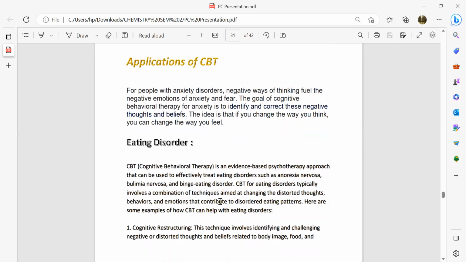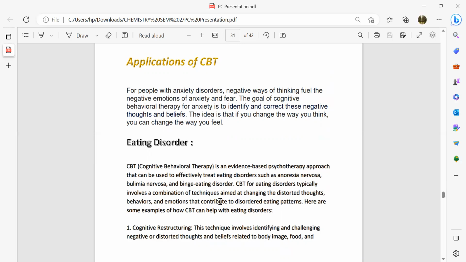For people with anxiety disorders, negative ways of thinking fuel the negative emotions of anxiety or fear. The goal of CBT for anxiety is to identify and correct these negative thoughts and beliefs. Eating disorders.